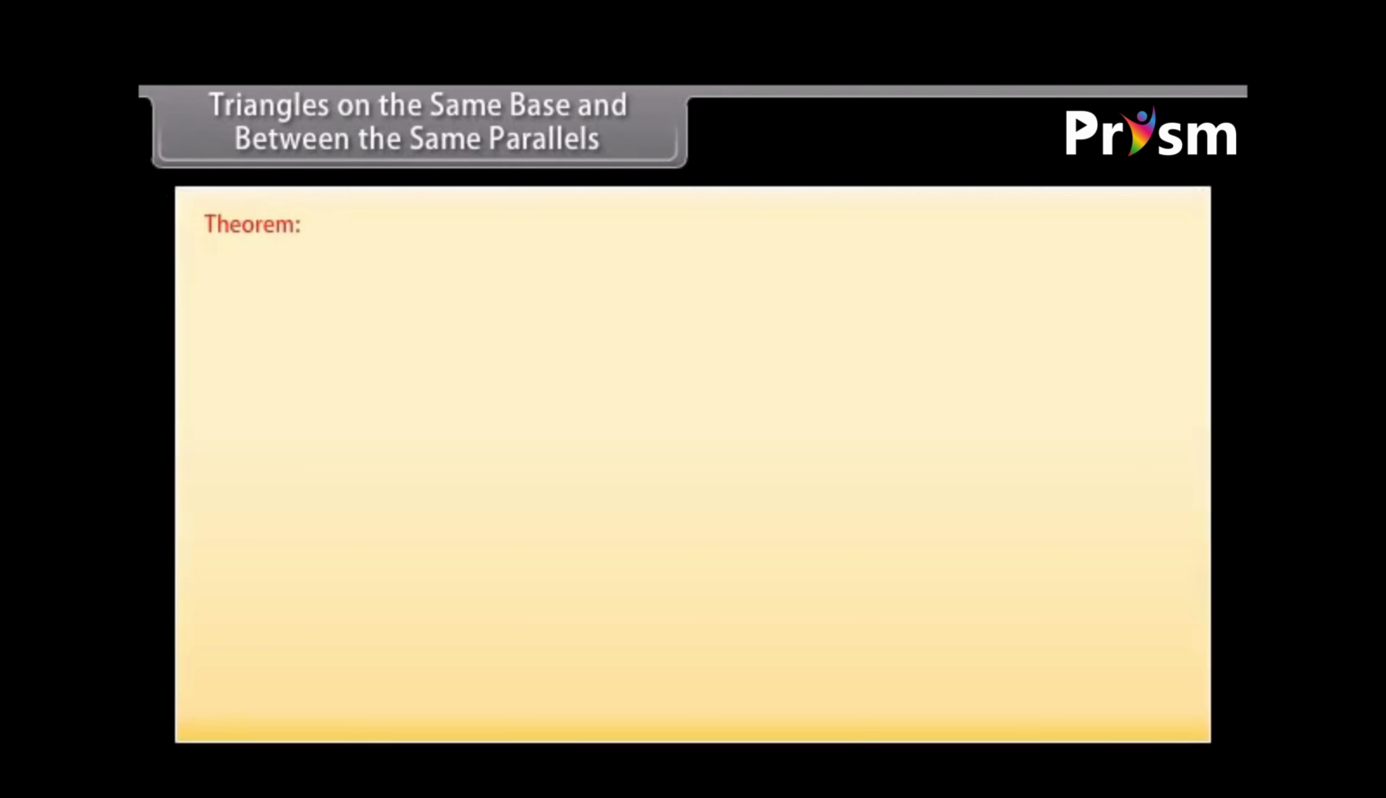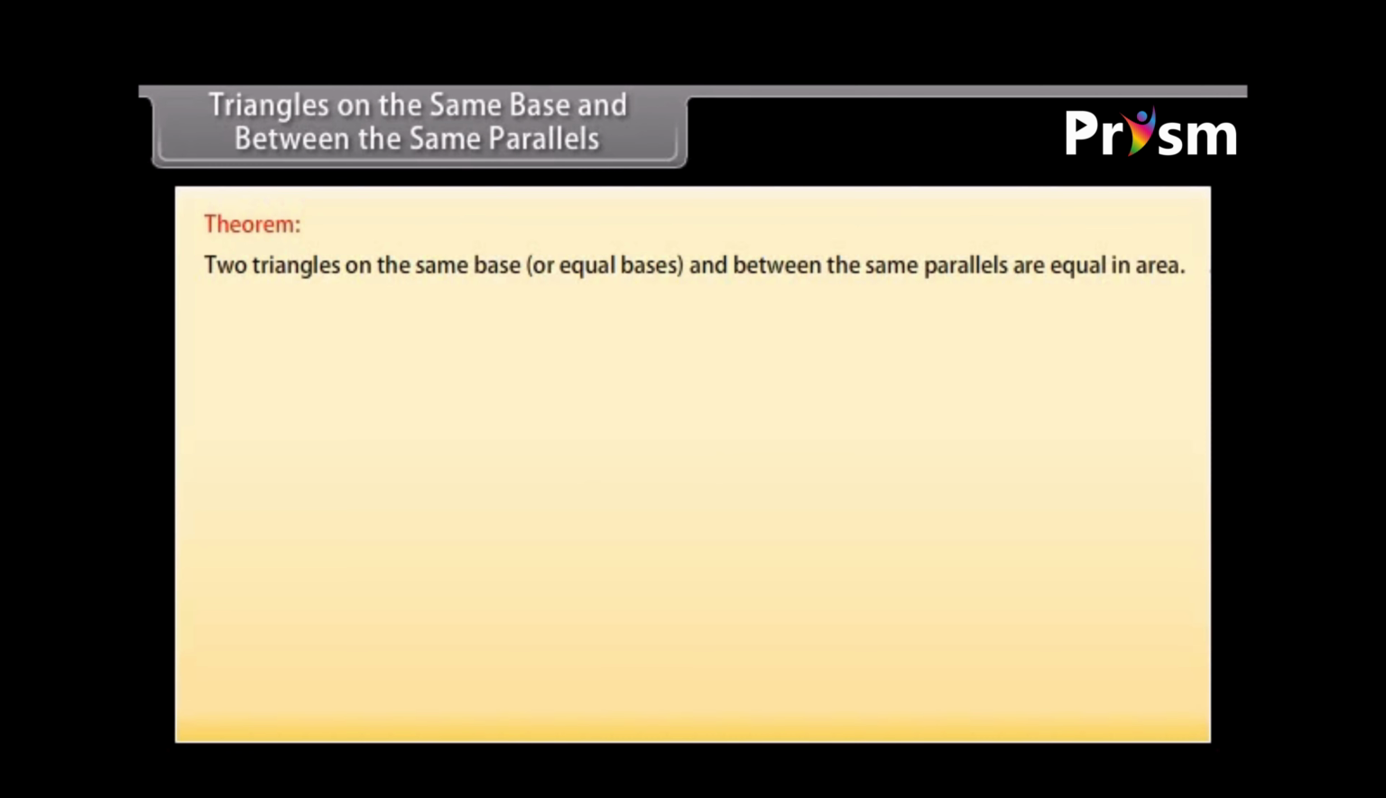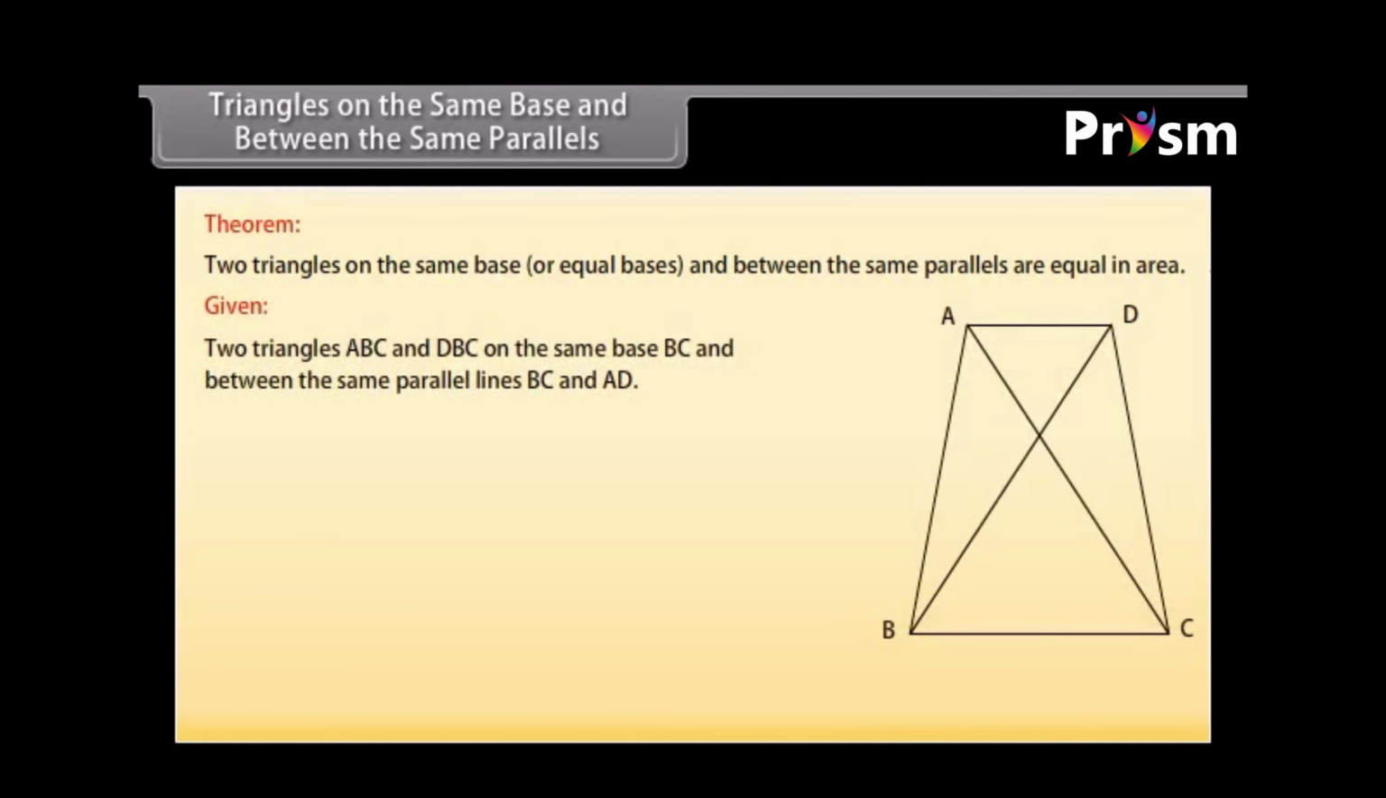Triangles on the same base and between the same parallels. Theorem: Two triangles on the same base or equal bases and between the same parallels are equal in area. Given: two triangles ABC and DBC on the same base BC and between the same parallel lines BC and AD. To prove: area of triangle ABC is equal to area of triangle DBC.